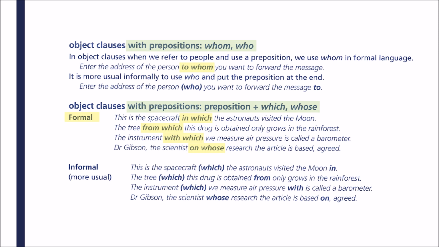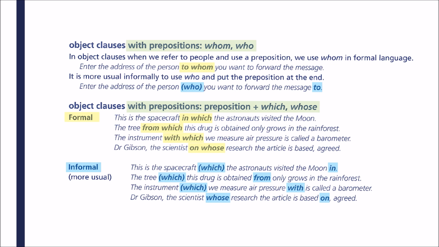If you don't have to be formal, then the usual way to use it in daily life is simply put the preposition at the end of the sentence, such as who you want to forward the message to, or which we measure air pressure with.